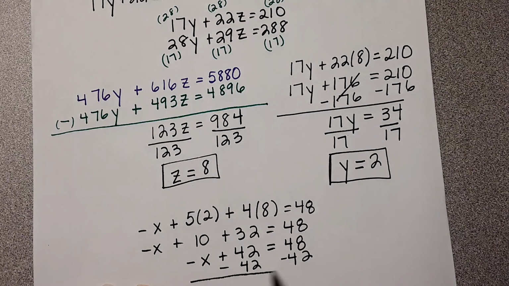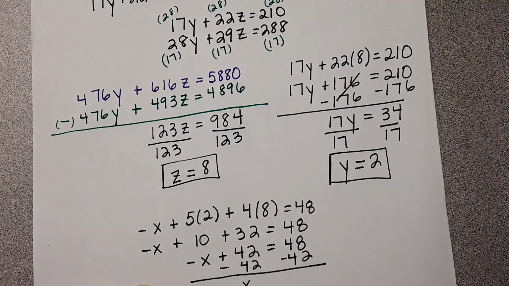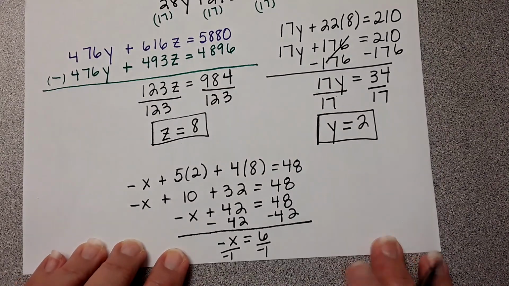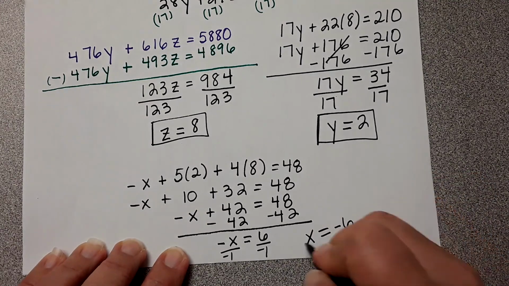You guys, I know that you probably could have gone negative x plus 40, gone to 42. I'm just writing that because I like to write all of my steps out. 48 minus 42 is 6. I'm going to divide by -1 because you can't leave a negative variable. And x equals -6.